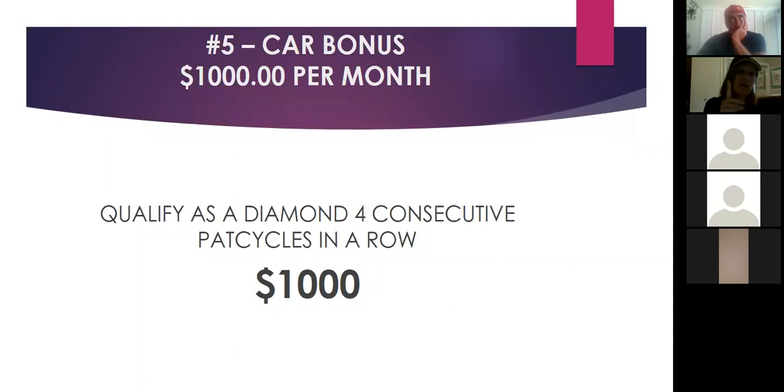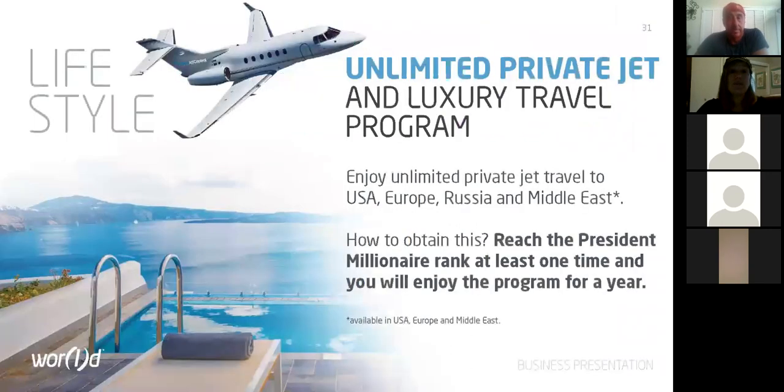Now, let's say you miss one. What they're going to do is they're basically going to start over again and start counting from the first pay cycle that you make it. Does that make sense? And then they're going to count 4 pay cycles, and then they're going to release it. So this is the car bonus. And then, of course, obviously, once you get to Presidential Millionaire right now, you get the jet. So now I'm going to get rid of this and the show.